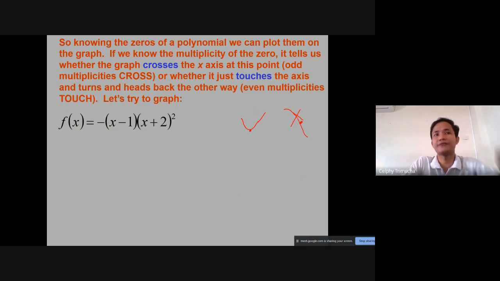We have -(x - 1) multiplied by x multiplied by (x + 2)^2. So what would be the left and right hand behavior of this graph?